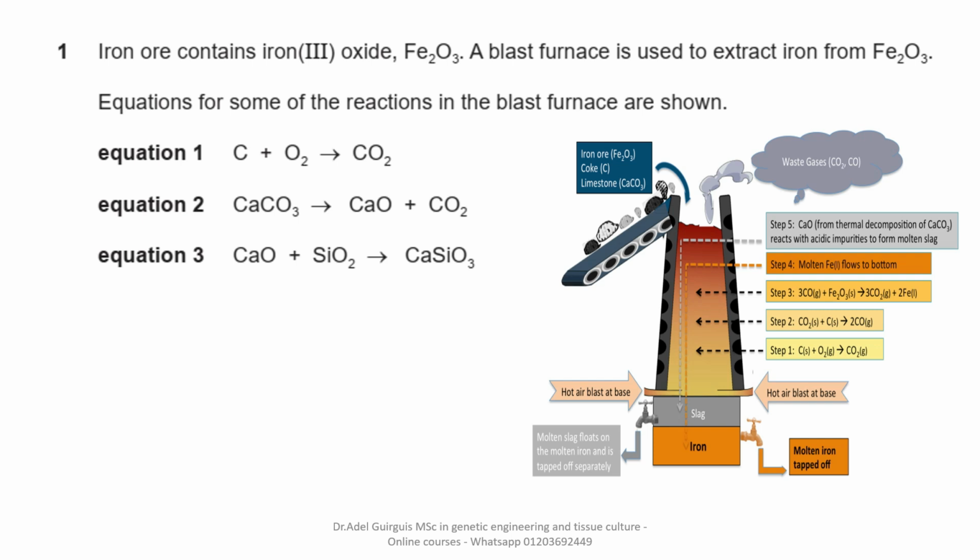Equation 1, carbon plus oxygen reacts to give carbon dioxide. Equation 2, calcium carbonate is broken down into calcium oxide plus carbon dioxide. Equation 3, calcium oxide reacts with silicon 4 oxide to give calcium silicate, CaSiO3.